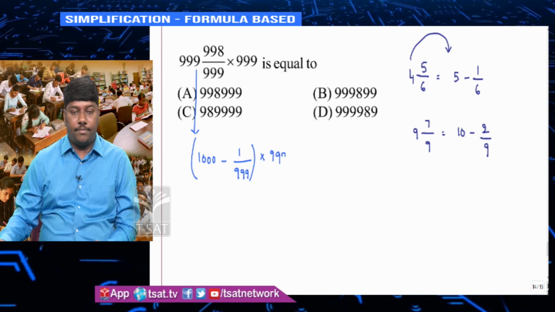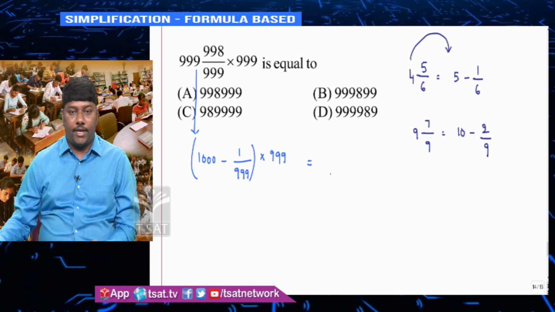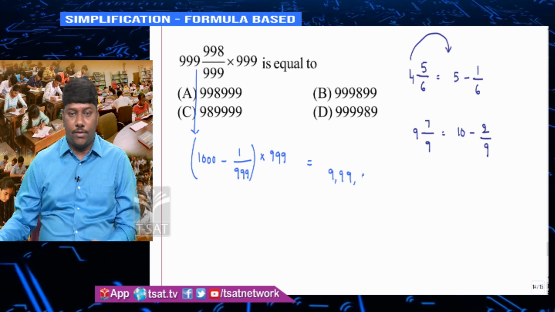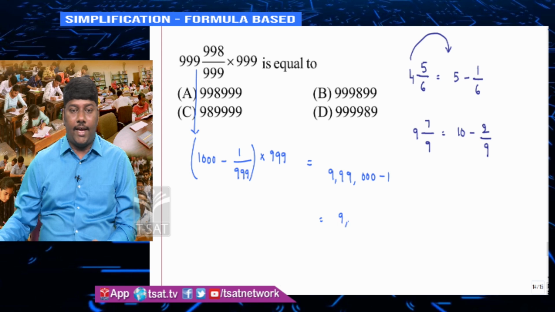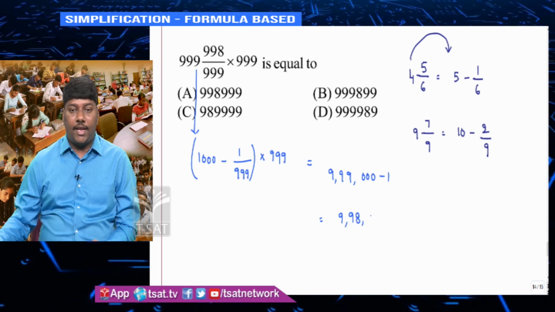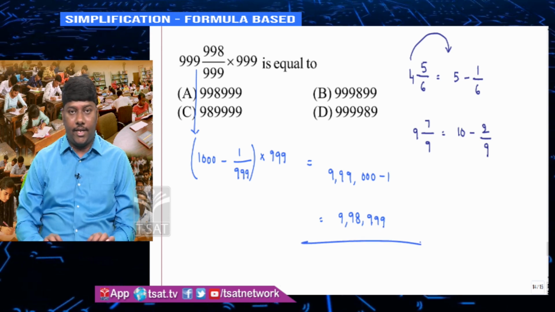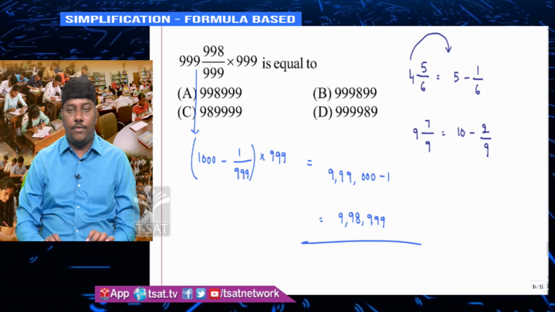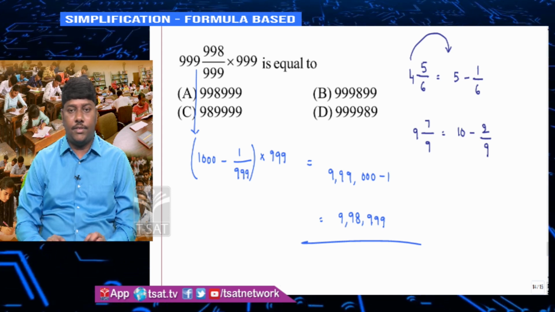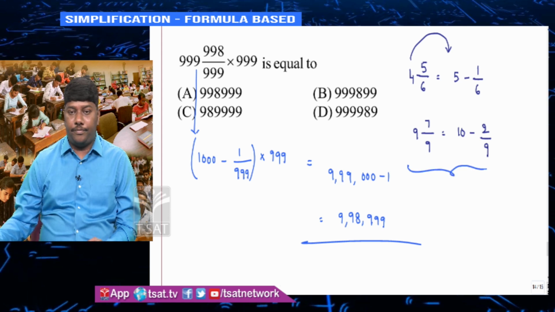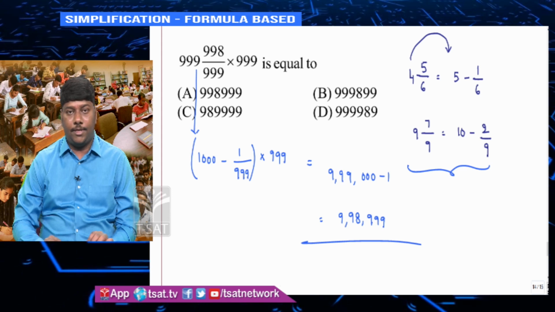Into 999. So 1000 into 999, you can write it as 9,99,000 minus 1. Directly we came to the final step, which is 9,98,999. So 9,99,000 minus 1 is 9,98,999. So any sum based on this, just remember these things. You can always write A B by C as A plus B by C.